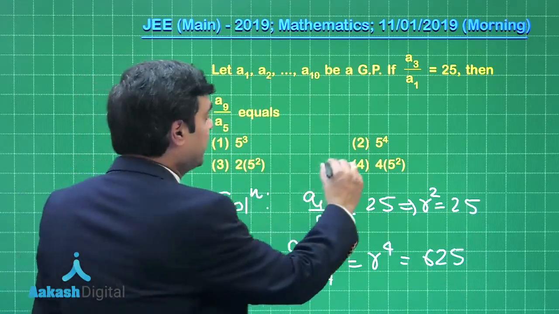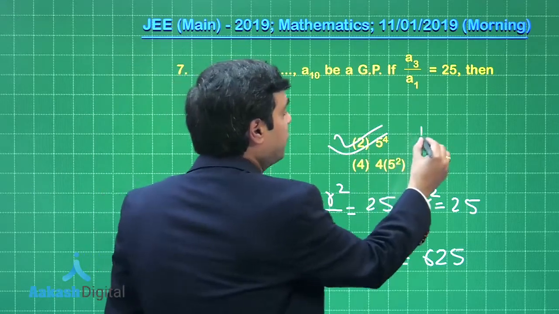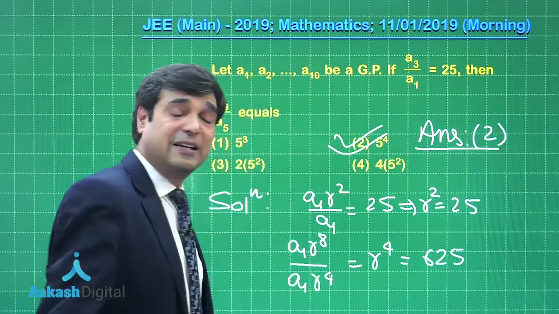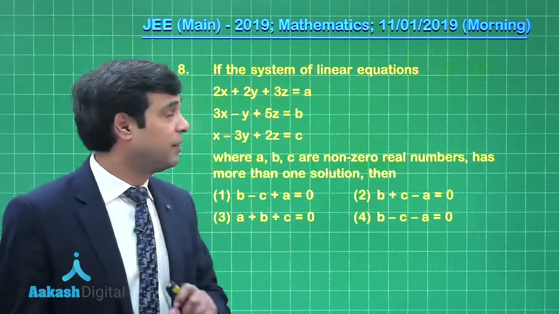So, let us see from the given options, 5 raised to the power 4, that is 625, that is the correct answer. I am sure this is clear. Let us move on to the next question.